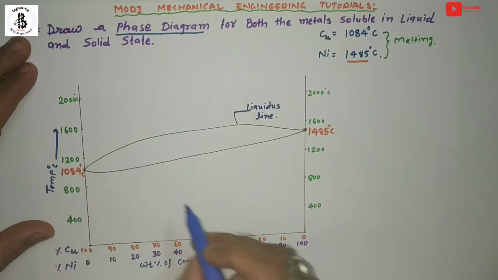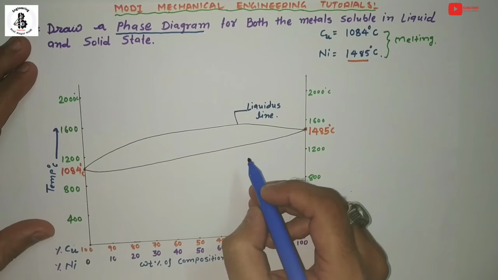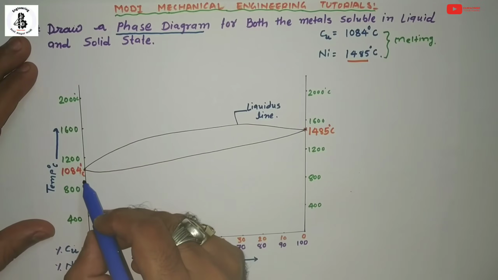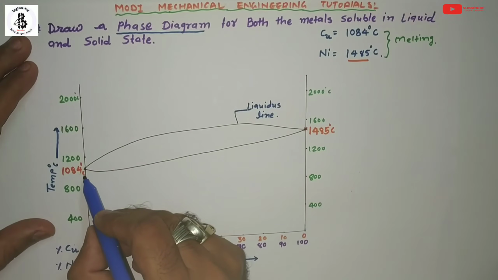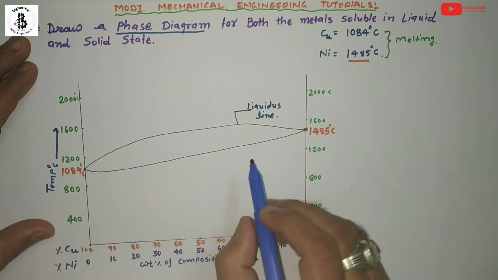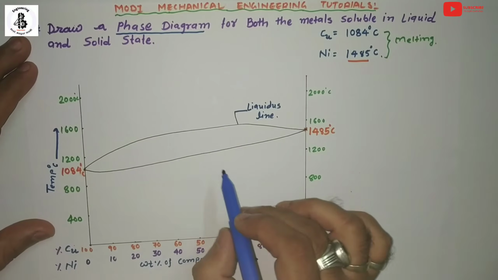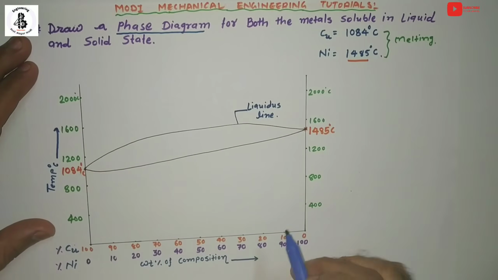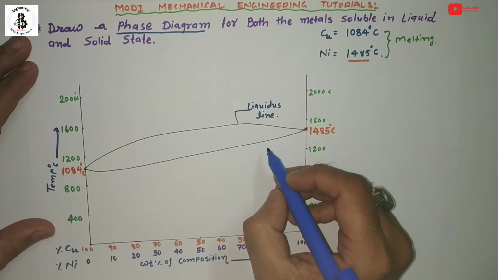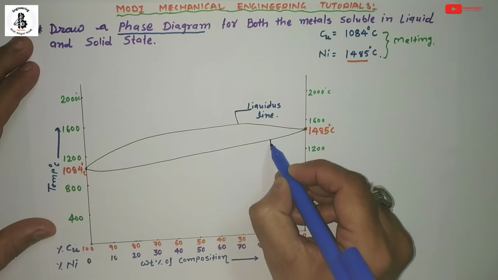Liquidus line. And the line below, generally, will be drawn from the end point of the solidification process for the various cooling curves for the different compositions of copper and nickel. So that will be the solidus line.